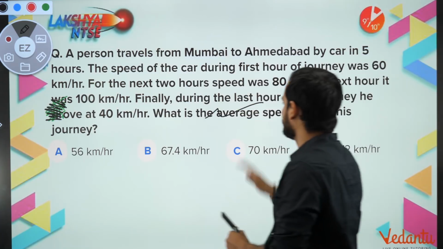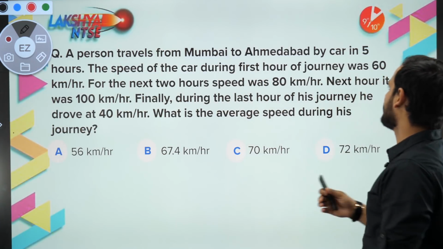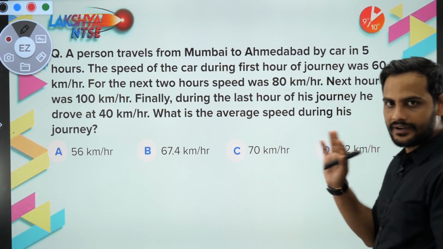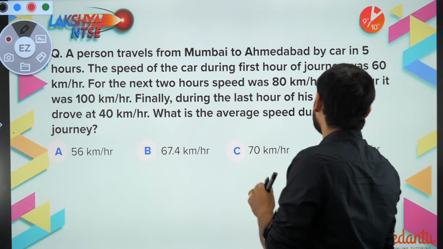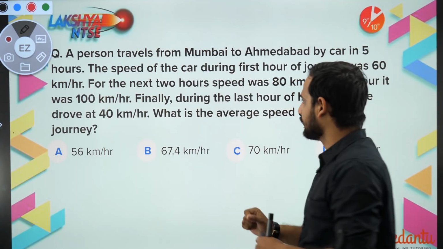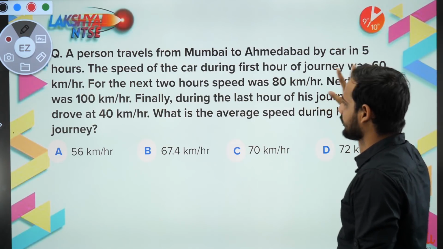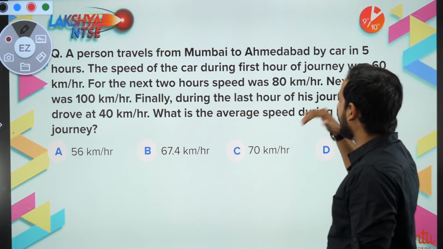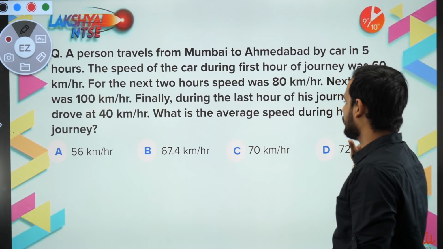The next question is this. A person travels from Mumbai to Ahmedabad by car in 5 hours. Now, the speed of the car during the first hour of the journey was 60 km per hour. The next 2 hours speed was 80 km per hour. Okay, next hour it was 100 km per hour. Finally, during the last hour of his journey, he drove at 40 km per hour. What is the average speed?